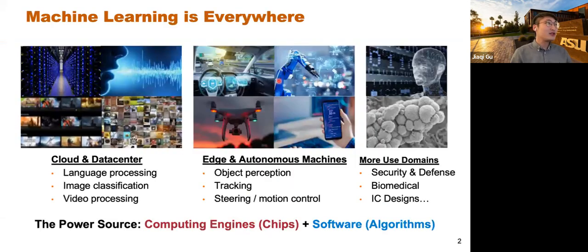So yeah, everyone knows machine learning has a wide application, both in data center for large models, language, image, video processing, and also on edge, right? Those low power, high speed processing for autonomous driving, and also has a wide application in security, defense, medical, even IC design nowadays applies a lot of machine learning to improve the design efficiency and quality. And the main power source for AI machine learning are two things. The first is the efficient computing engine, which is the chip, and also the software, right? The algorithm executing on it.